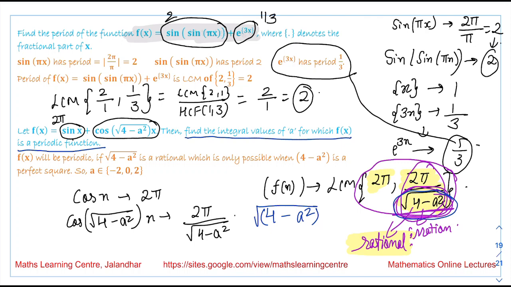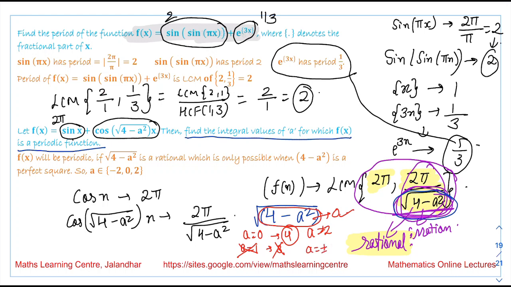If we substitute a equal to 0, we get the value of 4 minus a square as 4, which is a perfect square. Next, if we substitute a equal to 1, we get 4 minus 1, that is equal to 3. This is not a perfect square. Next, we substitute a equal to plus minus 2. The answer we have over here is 0, and it is also a perfect square.